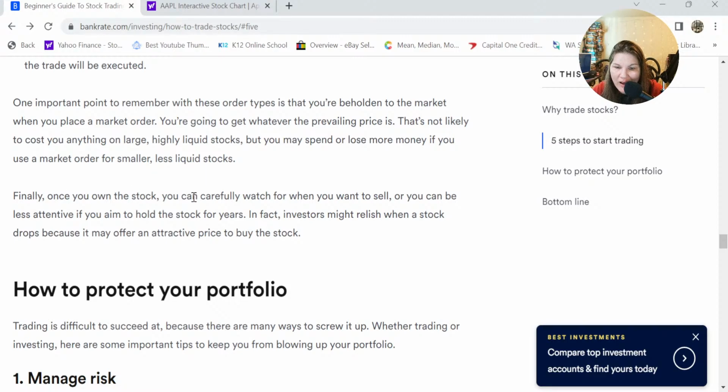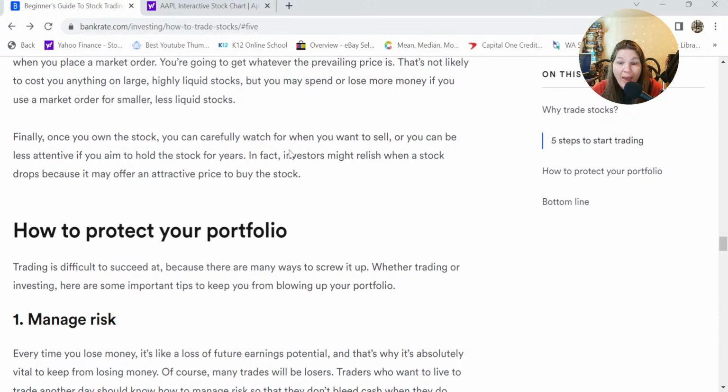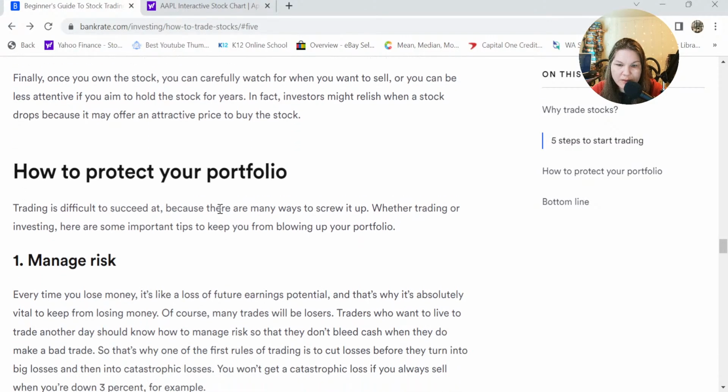Finally, once you own the stock, you can carefully watch for when you want to sell, or can be less attentive if you aim to hold the stock for years. In fact, investors might relish when a stock drops because it may offer an attractive price to buy the stock. So if Apple dropped to 120, right now it's 158, lots of people will be like, oh my gosh, Apple lost all this money, and they cry. Some investors might be like, yes, time to buy that Apple. And they buy $1 million worth of Apple while it's really low, and then they sell it when it's really high. So you can see why somebody might be happy and relish when a stock drops.